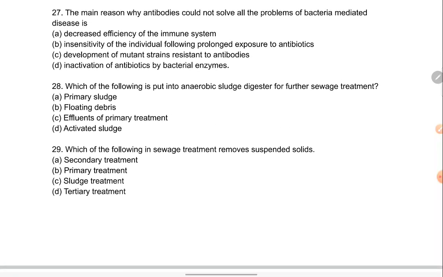Question number 27. The main reason why antibiotics could not solve all the problems of bacteria mediated disease is. Read the question again. What is the reason? A. Decreased efficiency of the immune system. That's wrong. B. Insensitivity of the individual following prolonged exposure to antibiotics. No, that's also wrong.